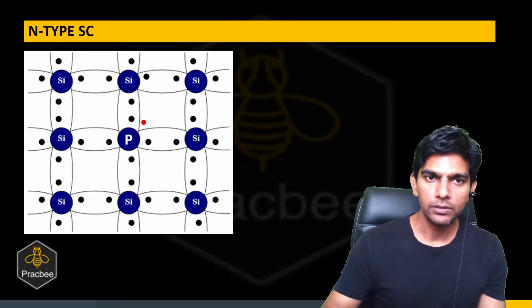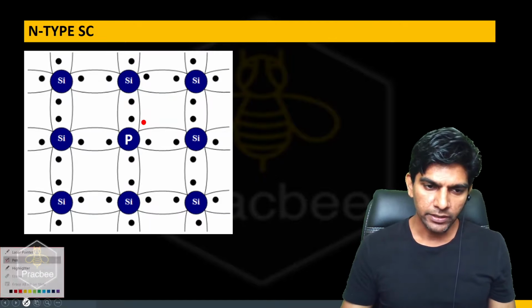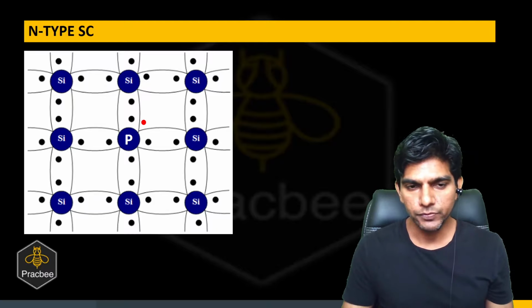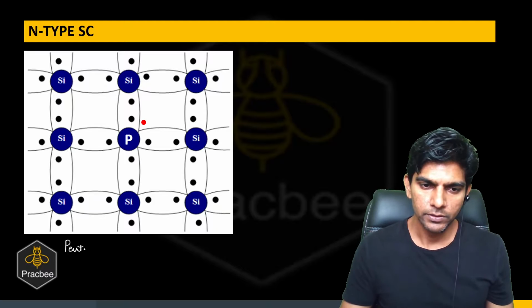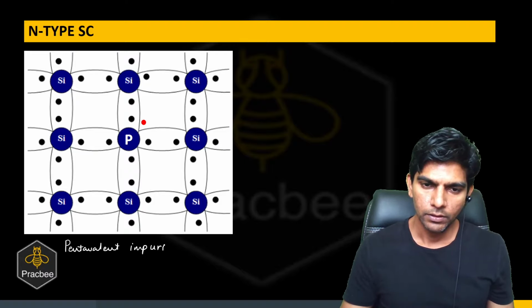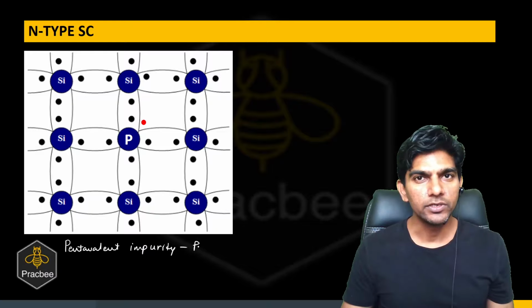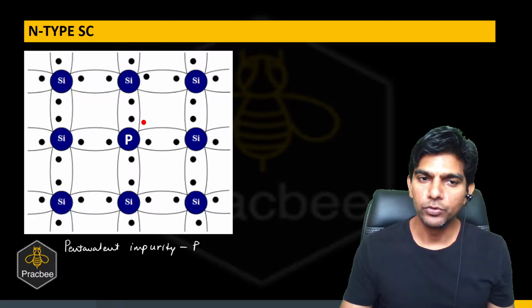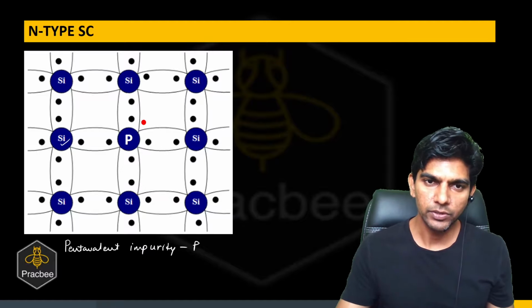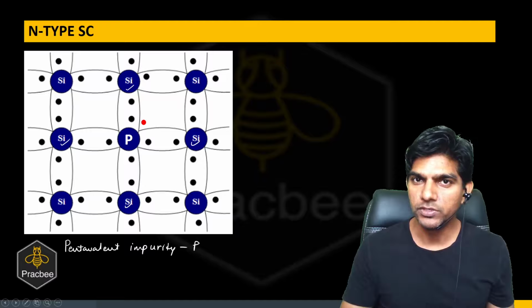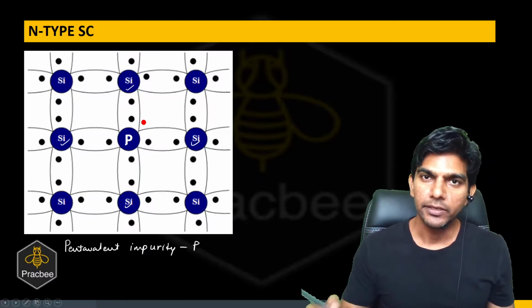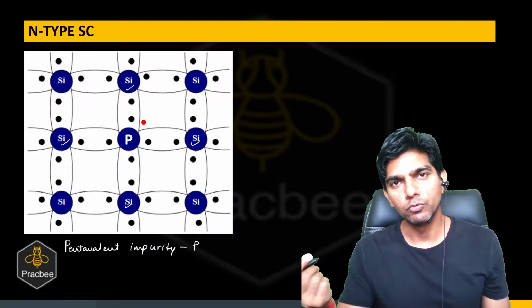Now let us see the example of an N-type semiconductor. So in an N-type semiconductor, what we have done is we have replaced some silicon atoms with phosphorus, which is pentavalent. So we have a pentavalent impurity. So we are using phosphorus. Now phosphorus has 5 electrons in its valence shell, and 4 of these electrons will be used to make bonds with the neighboring 4 silicon atoms. So it will form bonds with these silicon atoms, and the 5th electron, which is loosely bound to the phosphorus, can be released to the conduction band even at room temperature.